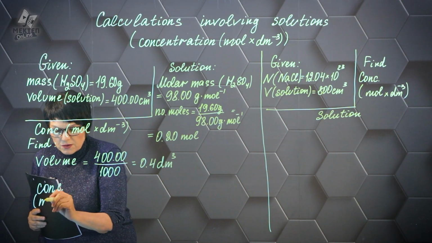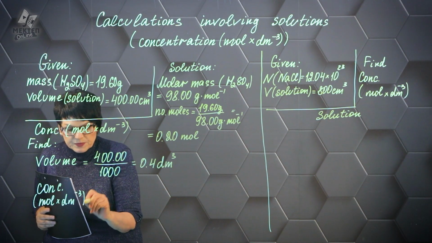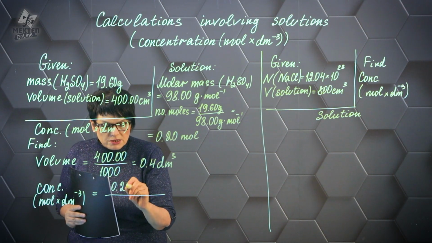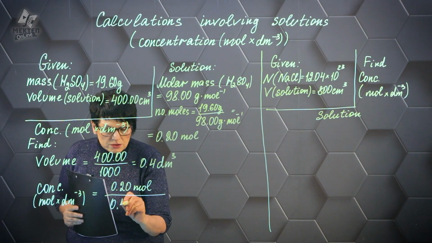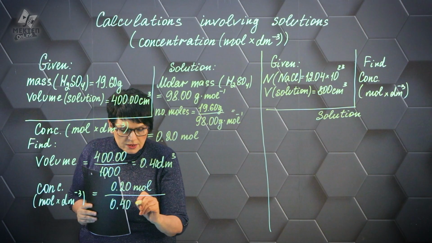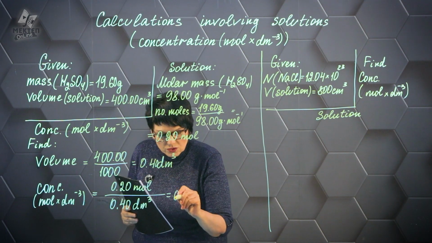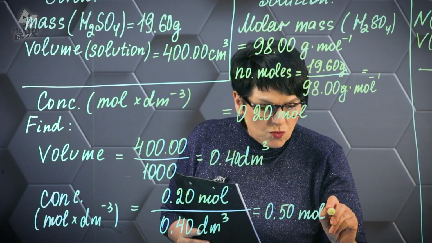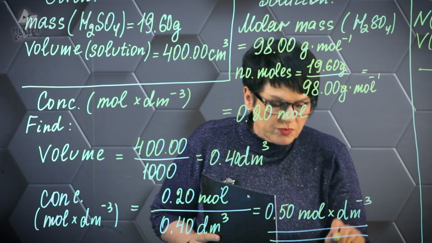Concentration, which is expressed in moles in relation to decimeters cubed, is the ratio of the number of moles of the sulfuric acid found to the volume in decimeters cubic, so we'll have 0.5 in units of moles per decimeter cubic. That's it, we have our answer.